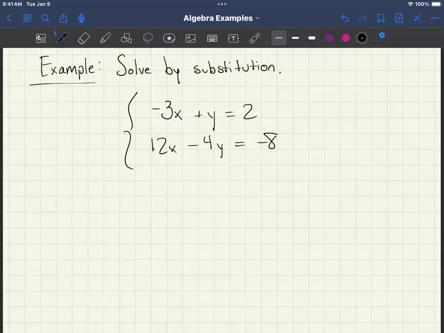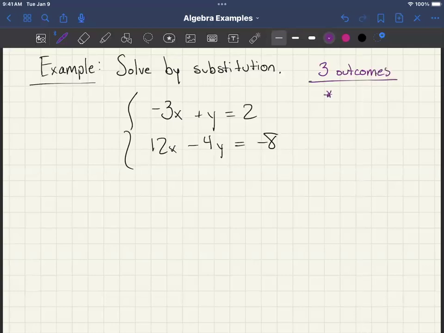Today we're looking at an example where we're solving by substitution. We have a system of linear equations. Before we even get into this, I just want to point out a reminder that there are three possible outcomes when we're dealing with a system like this.